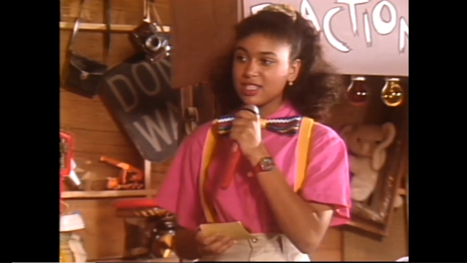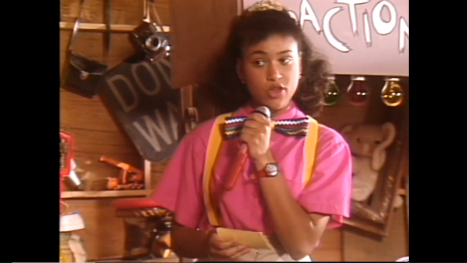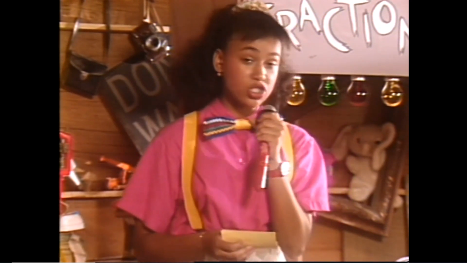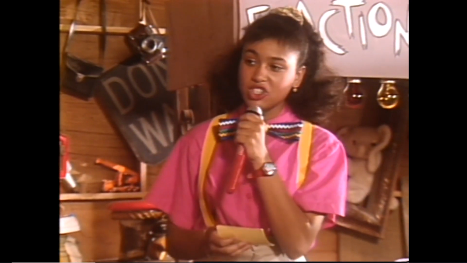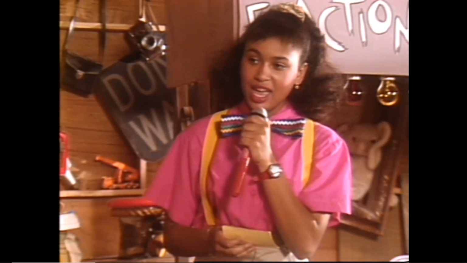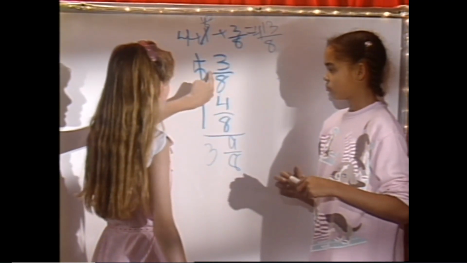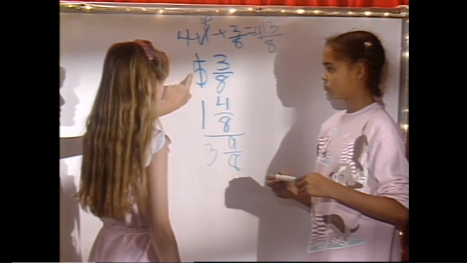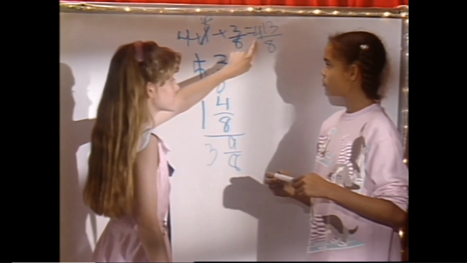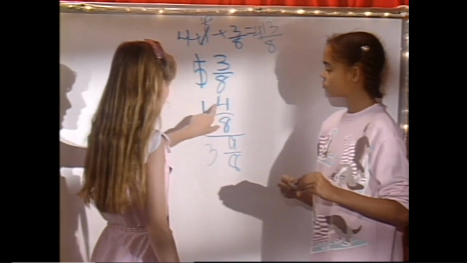Whoa, our champions have another answer. Remember, if you don't get it right this time, the challengers get a free try. What's your answer? 3 and 9/8. And how did you get that answer? Well, since 4/8 is larger than 3/8, I renamed the 5 and 3/8 as 4 and 13/8. 13 minus 4 equals 9/8.